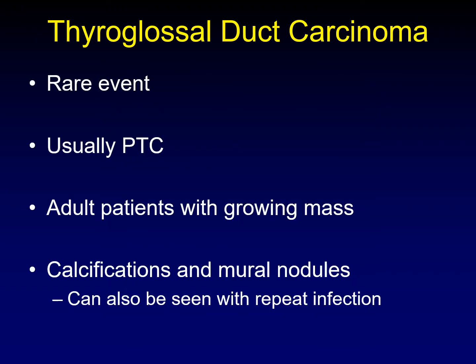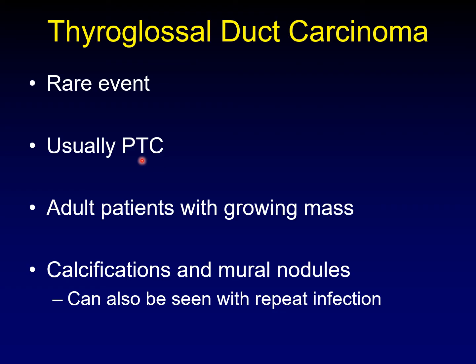Now that we've talked about thyroglossal duct remnants, let's talk about thyroglossal duct carcinoma. This is what happens when one of these remnants degrades into a carcinoma. Thankfully, this is a rare event. Most commonly, papillary thyroid carcinoma is the result, although other cancers can arise, even squamous cell carcinoma and other forms of thyroid cancer.